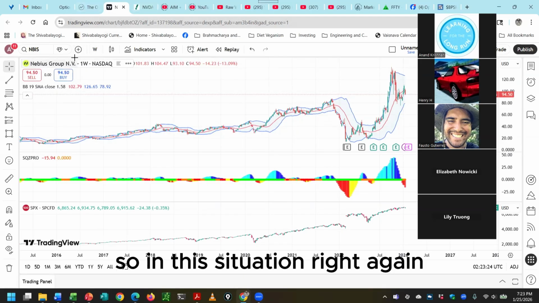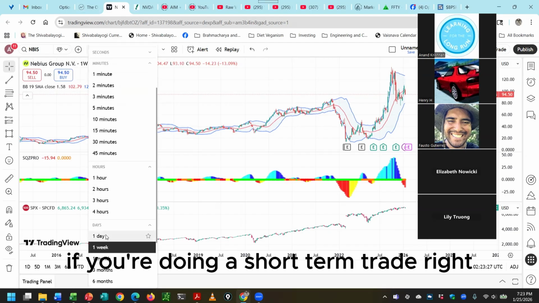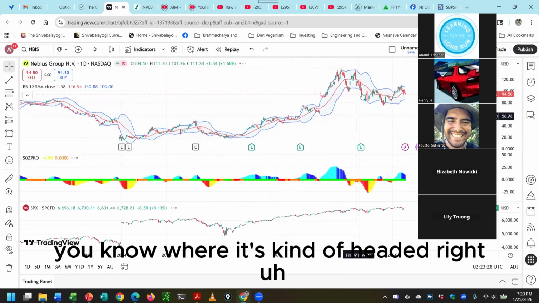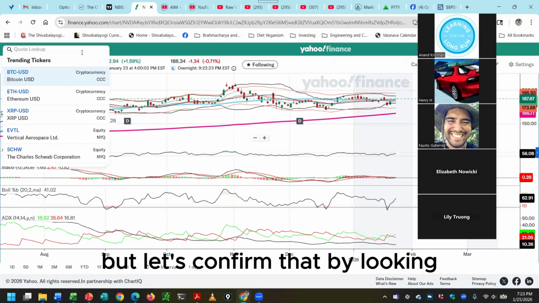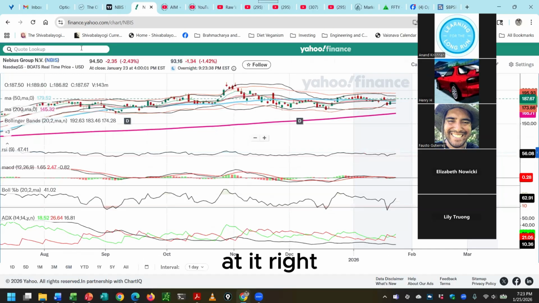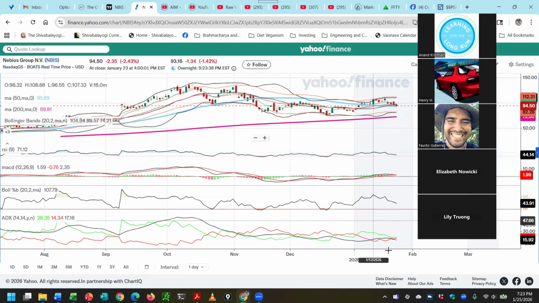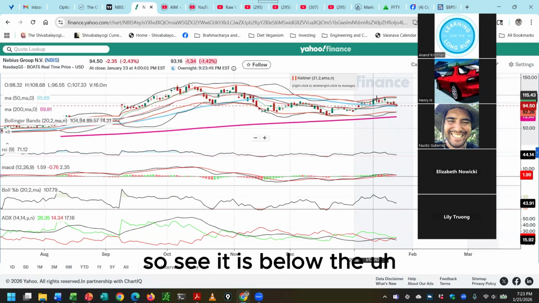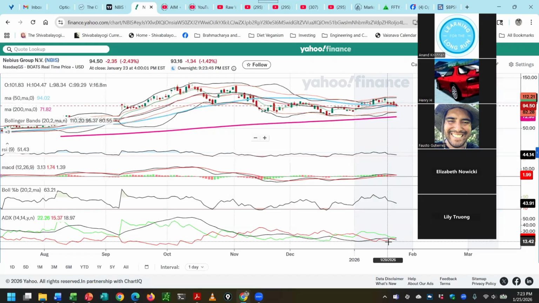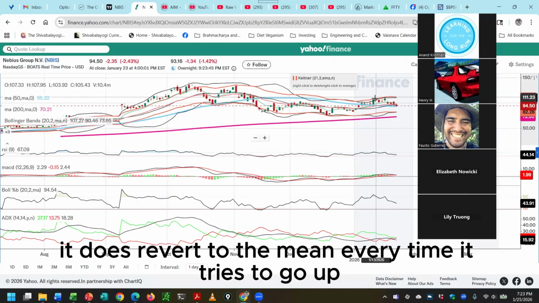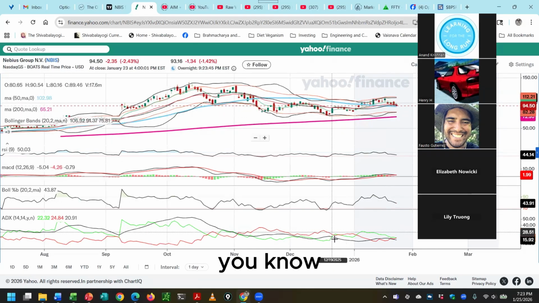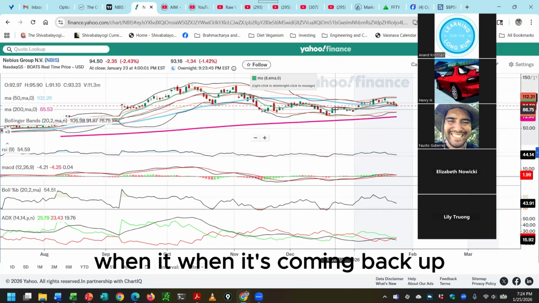So in this situation, if you're doing a short-term trade, look at the daily chart and see where it's kind of headed. It does look a little sideways here, but let's confirm that by looking at it. See, it is below the reversion to the mean threshold. And you can see it does revert to the mean every time it tries to go up, every time it's coming back up.